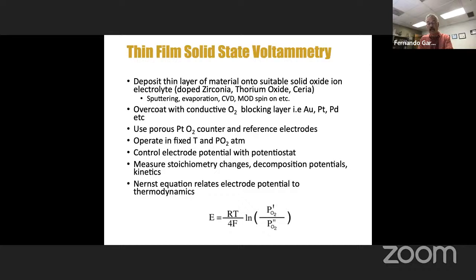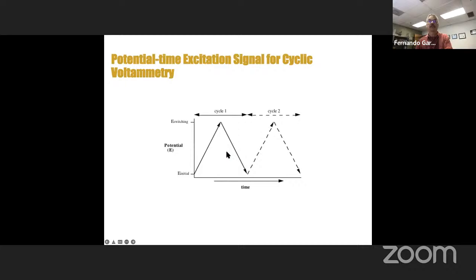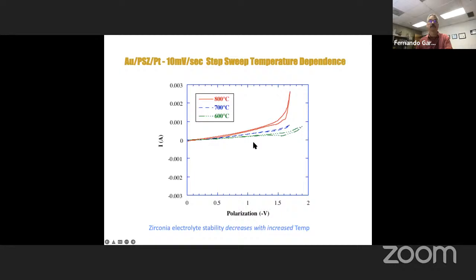at the experimental interface divided by the oxygen potential at the reference electrode. So this is just a schematic diagram of the setup. So you have your gold oxygen blocking electrode, an atmosphere with a low concentration of oxygen, your metal thin film of analysis, your solid electrolyte, your oxygen reference side here with a counter electrode and reference electrodes. And we can sweep in one direction if it's an irreversible process, or we can continue to cycle the potential with time to look at the behavior.